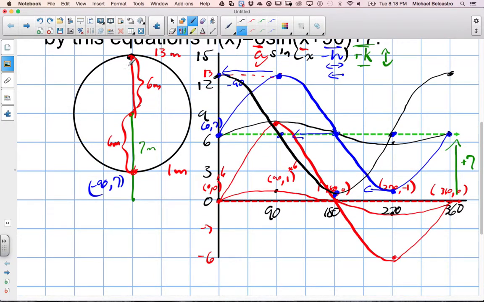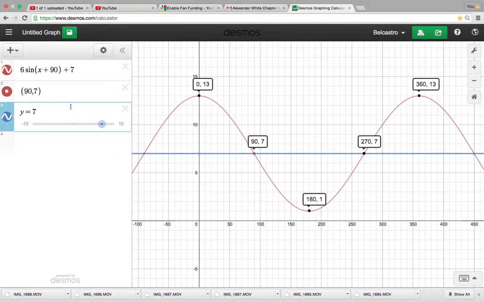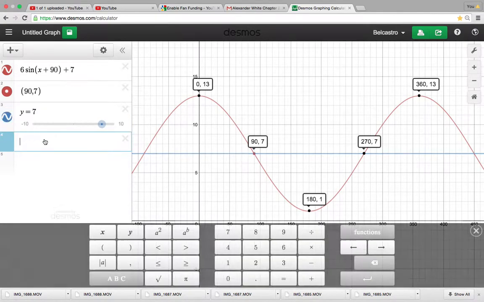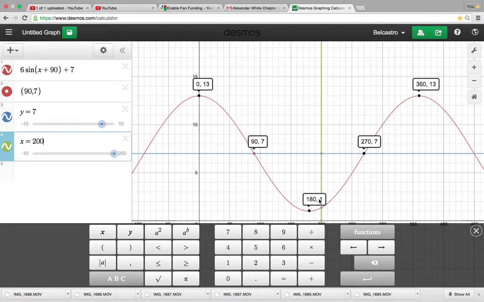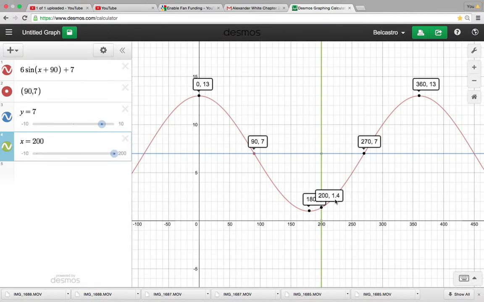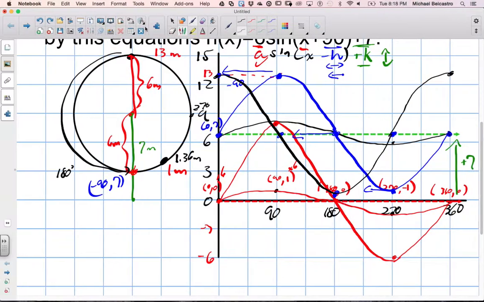Remember, to go from here all the way around to here was 180 degrees. To go up to here would be 270. So a 200-degree rotation is probably somewhere around here. That makes sense, 1.36 meters. And we can verify it by actually, if I say x is equal to 200, you can see that point of intersection. Yeah, and they rounded it to 1.4. So that's exactly where that value was.